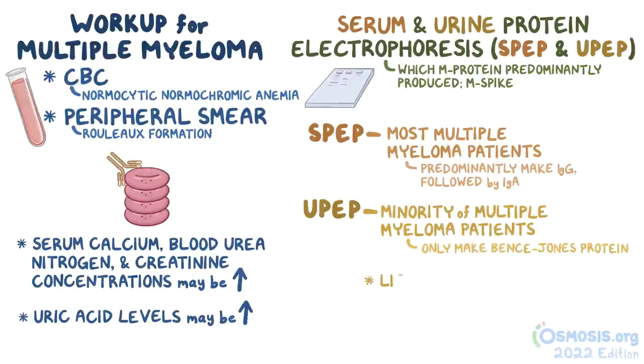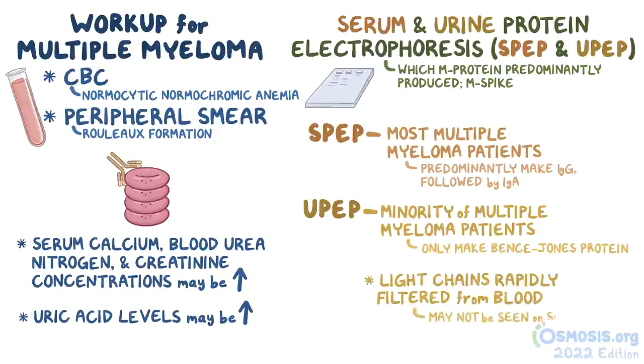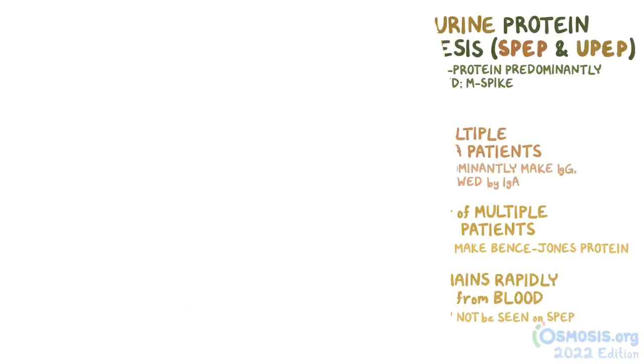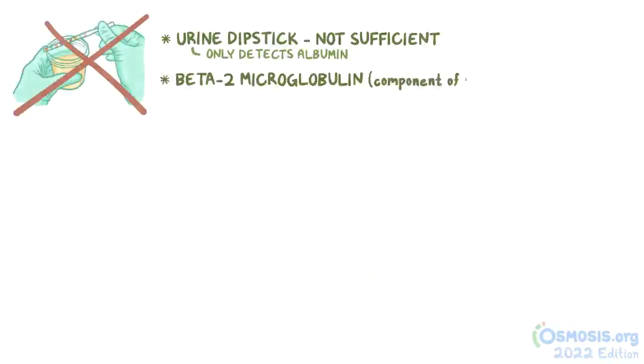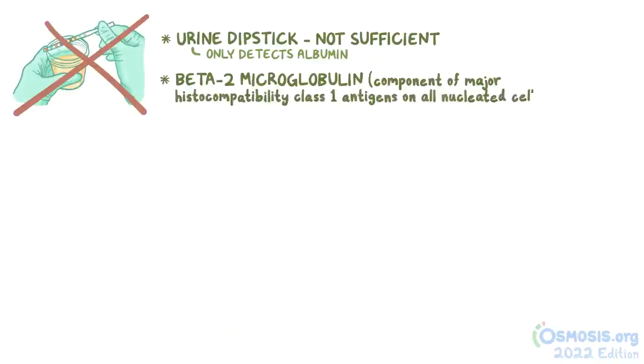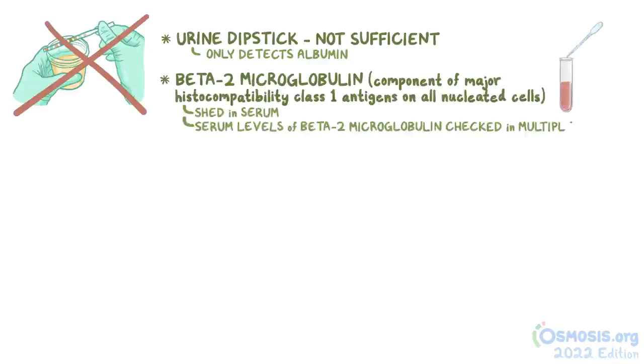UPEP is needed because these light chains are rapidly filtered from the blood, so they might not be seen on SPEP. A urine dipstick is not sufficient, as it only detects albumin. Also, beta-2 microglobulin, a component of the major histocompatibility class 1 antigens found on all nucleated cells, can be shed in the serum. Serum levels of beta-2 microglobulin are checked in multiple myeloma, because the higher they are, the higher the severity of the disease.